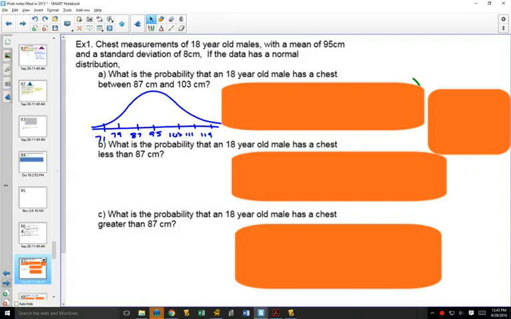Our first question says, if you randomly picked someone who was 18, what are the chances that they would have a chest measurement size between 87 and 103? That shows up if we draw a line where 87 is, and a line where 103 is.